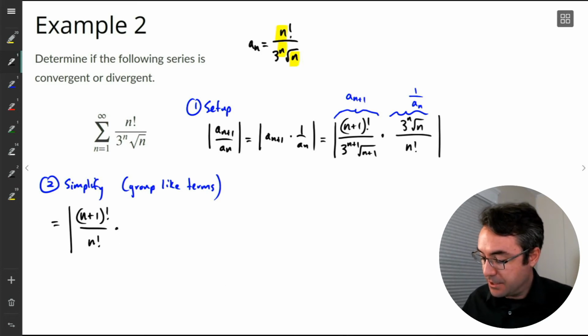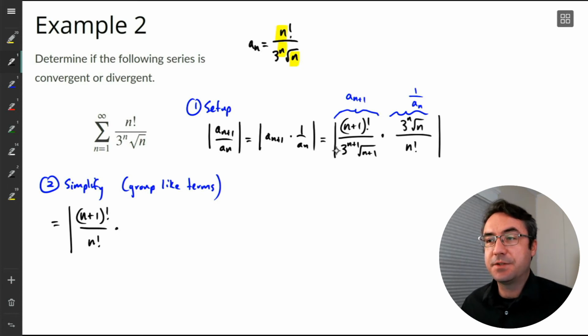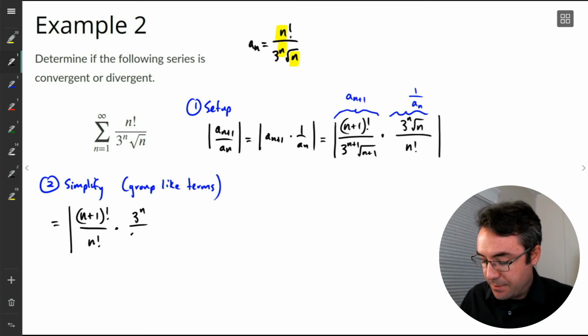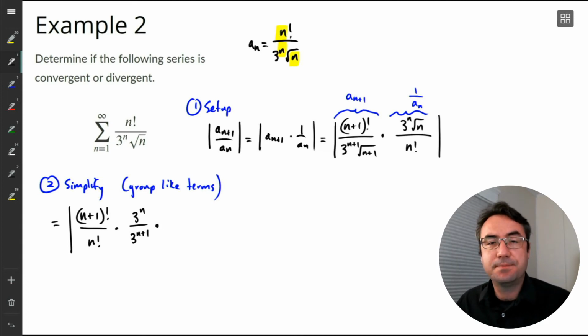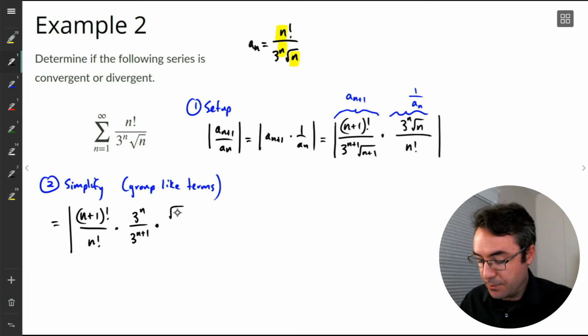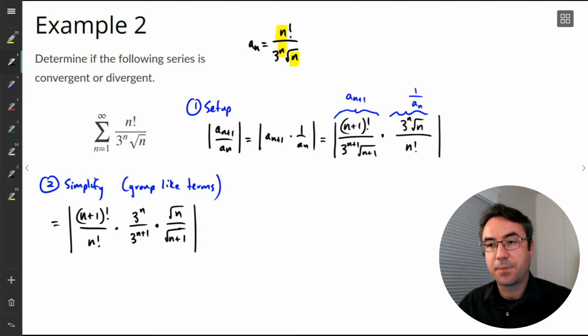Then we'll have multiplication. Then we have this 3 to the n and this 3 to the n plus 1. Again, it's multiplying fractions here, so we can move these terms around, split up the fraction as much as we need to. So we can have 3 to the n in the top and 3 to the n plus 1 in the denominator there. And then finally, one more fraction. Again, everything's being multiplied here, so the square root terms can go into their own fraction. So we'll have square root n over square root n plus 1. All right, there we go. Now let's start simplifying.